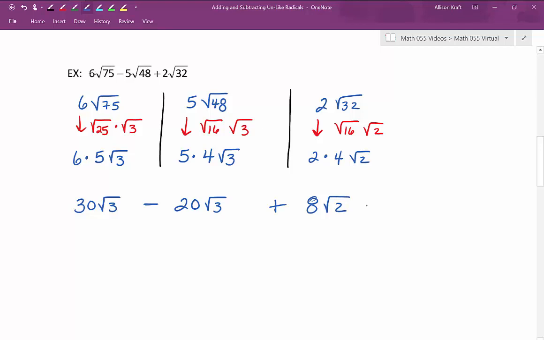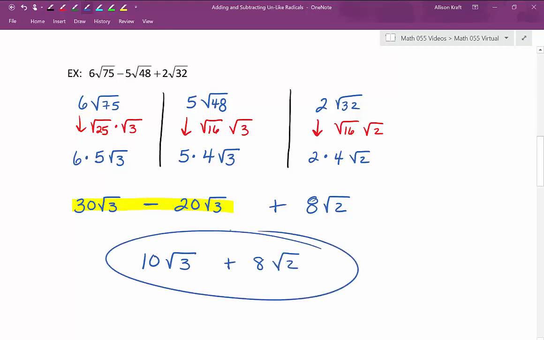Now that I've simplified all my radicals, I want to combine any that are like. You'll notice in this example, all the radicals are not like. Only these ones are. So guess what? We're only going to combine the ones that are like. 30 square roots of 3 minus 20 square roots of 3 gives us 10 square roots of 3, and we just bring down the plus 8 square root of 2.